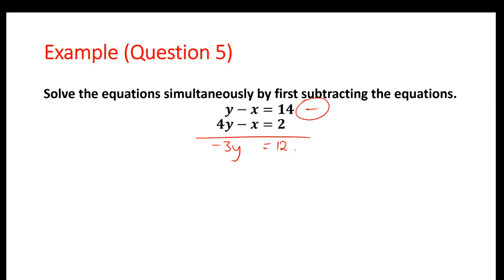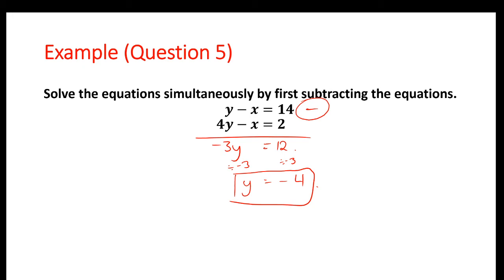Now to get the y by itself, we're going to divide both sides by negative 3. Okay, just because, remember, if the number is next to the letter, you have to do divide. The minus is just saying there's a negative that we're multiplying it by. So divide by negative 3, divide by negative 3. We get y is equal to 12 divided by negative 3. Well, that's just negative 4. Okay, and there's our first value.